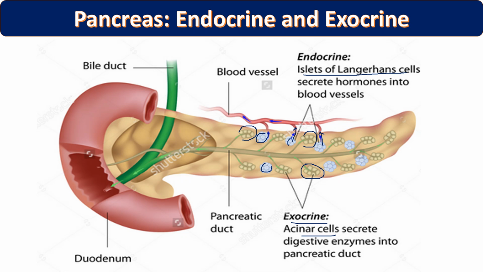Here, the endocrine portion is directly going to secrete its secretion into the blood circulation, whereas the exocrine portion is going to release its secretions into the duct. This is called the pancreatic duct, which will be collected into the common bile duct, and then it will release into the duodenum. So what I want to say here is, we have two types of secretions. One is exocrine, the second is endocrine. Endocrine are ductless, so they secrete directly into the blood vessels, whereas exocrines secrete through the duct.